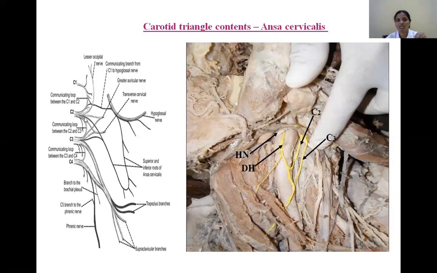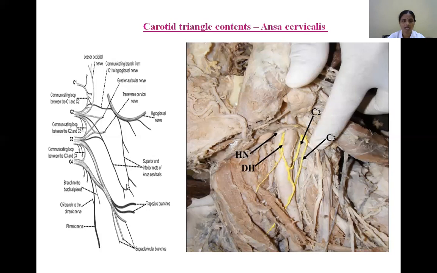And it joins with the inferior root of the ansa cervicalis. It is derived from the loop between C2 and C3. See, the ventral primary rami of C1, C2, C3, C4 form loops, right? So the loop between C2 and C3 gives a branch which forms the inferior root of the ansa cervicalis, and it forms a loop on the carotid sheath. See, this is a looped structure. The branch coming from the hypoglossal is the descendens hypoglossi. The branch coming from the cervical nerve is the descendens cervicalis. And the proper loop is the ansa cervicalis.